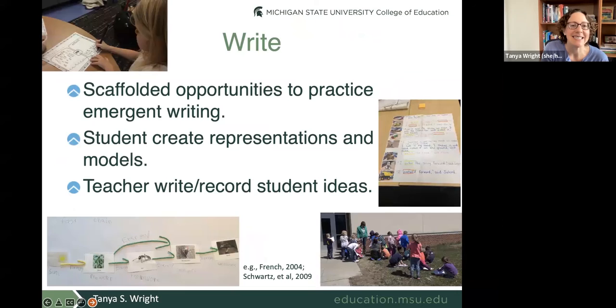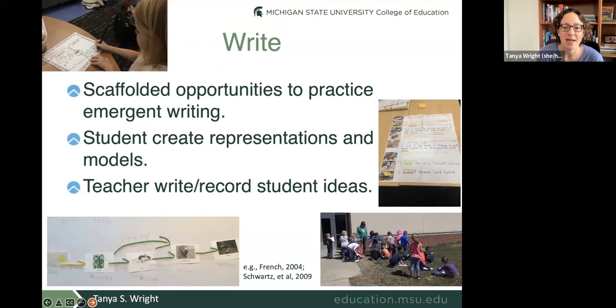Here it is. I'm getting into some of the writing. Okay, so what kind of writing do kids do? Well, definitely scaffolded opportunities to practice emergent writing. So for example, for our kindergartners, they might not do much of their own writing. It may be that the teacher is writing down their ideas. You can see it's on the right of my screen. There's a chart where the teacher has written down what each kid is saying. So to record the ideas. So that's some dictation.